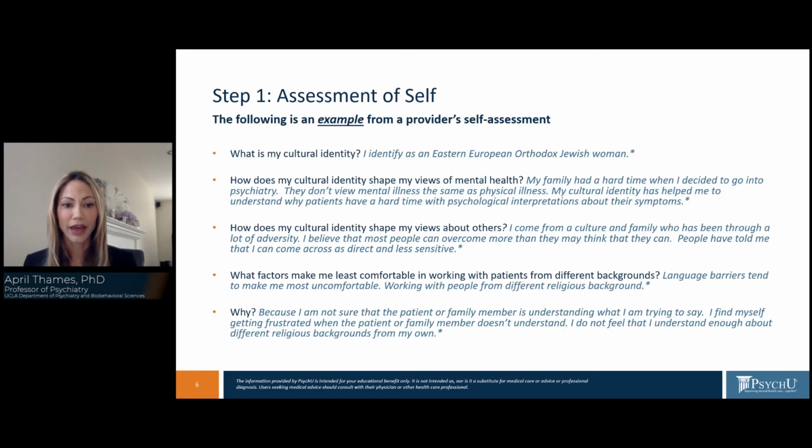So as we walk through the assessment of self, there is an example of how a provider can conduct one's own self-assessment. Based on the questions that I said in the previous slide, this is actually a response from an actual provider. I won't go through those questions because you all will have access to this deck. But if you want an example of how this may look in real life, this is a good example.